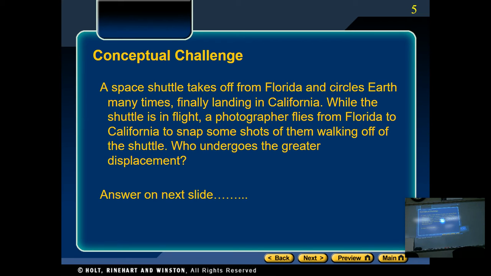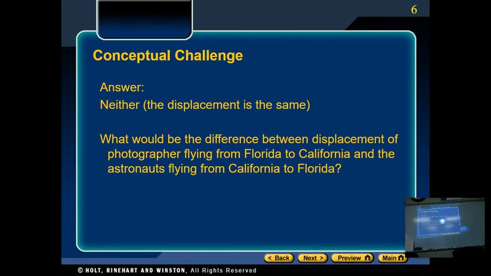Neither. Why do you say neither? Because they started in Florida and ended in California. Exactly. The displacement is totally the same, because they started in the same location. We're making the assumption they started in the same location, and they ended at the same location. So their distance from where they started and stopped is the same, even though the shuttle went many times around the Earth.